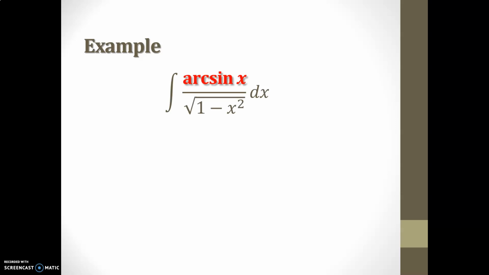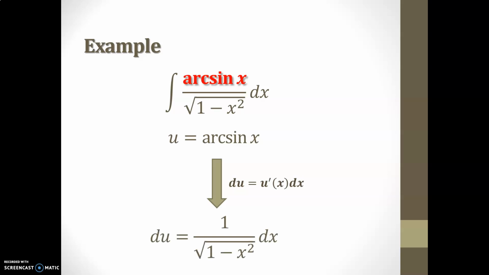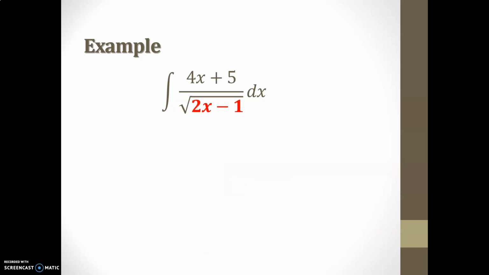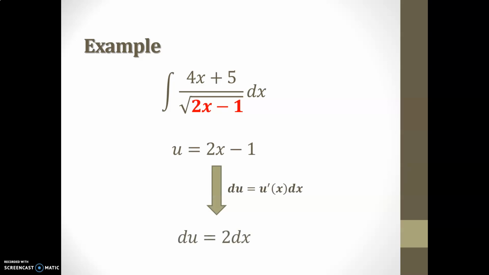If we pick arcsine of x as u in this third integral, du is obtained by differentiating u and multiplying with dx. So du is 1 over root of 1 minus x squared dx, which is in the integral. And again, a pretty good sign that the substitution will work out. Finally, if u is chosen to be the inner function 2x minus 1, then du would have to be 2 dx. Once again, we have a dx in the integral. We don't have a 2 dx, so that may mean a little bit of algebraic manipulations.